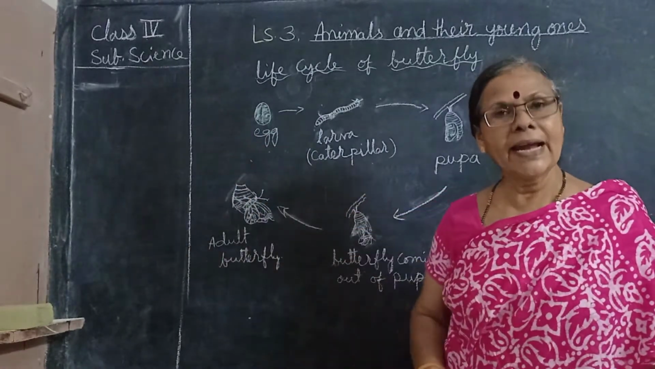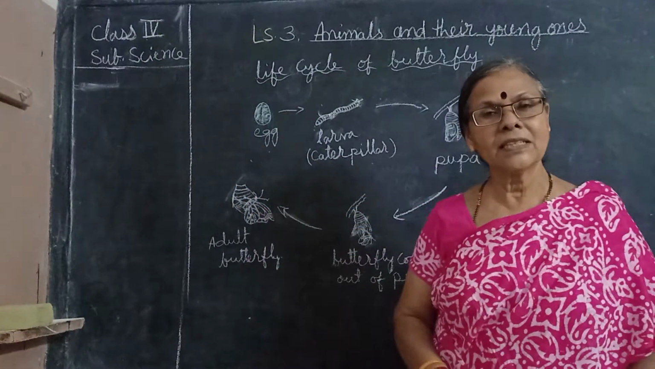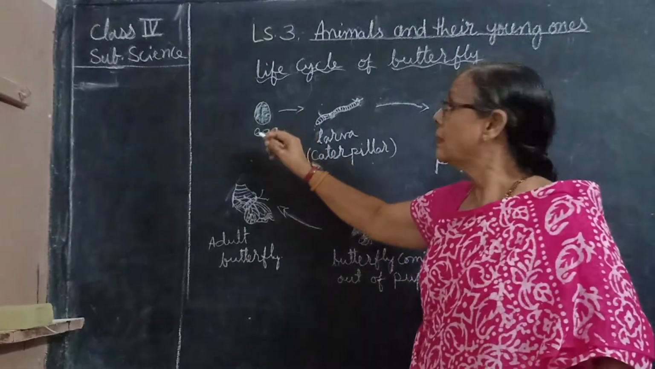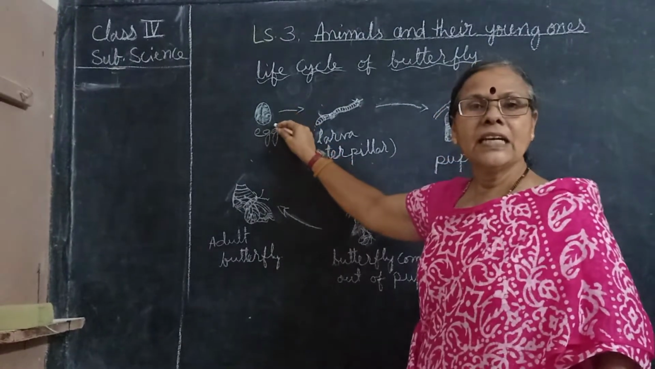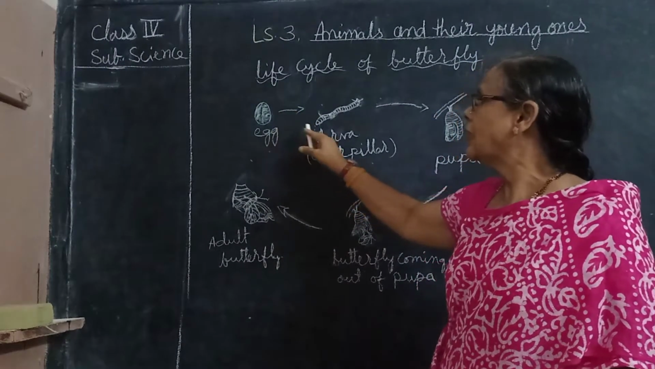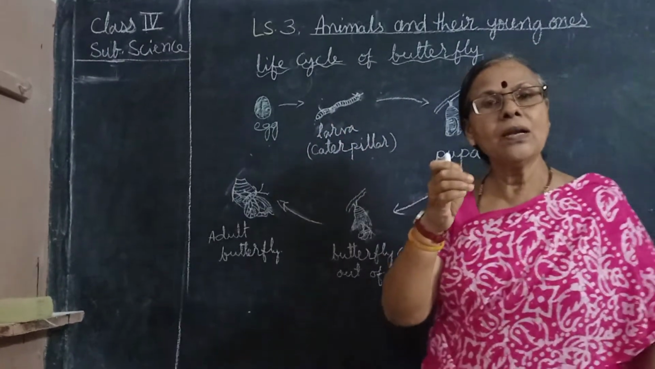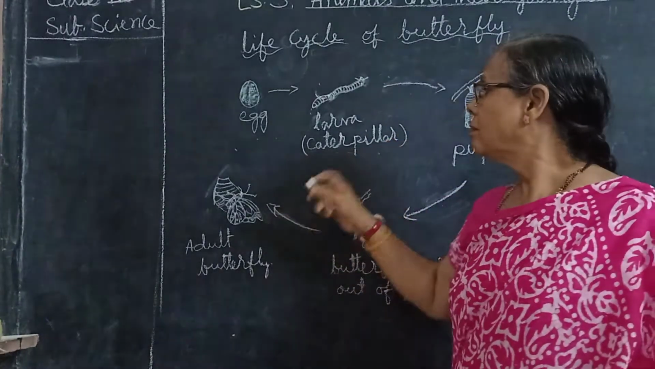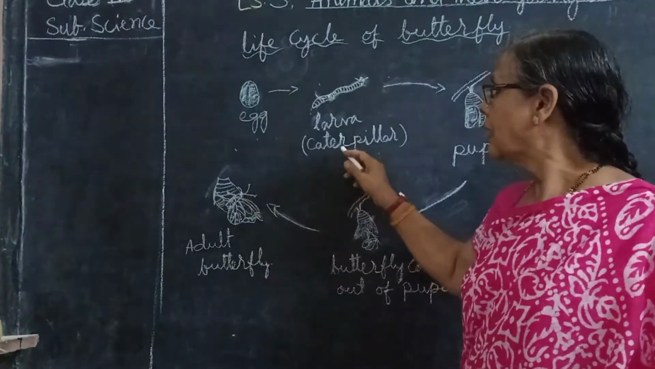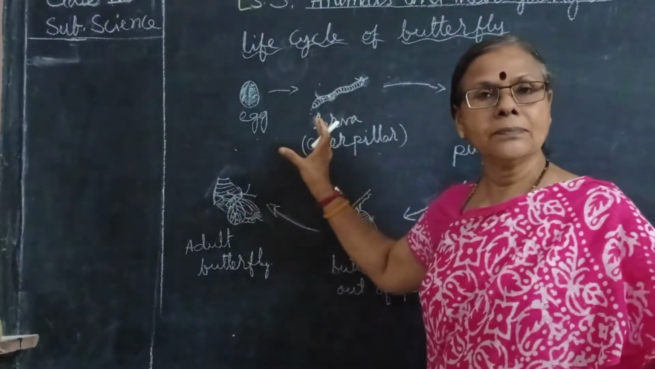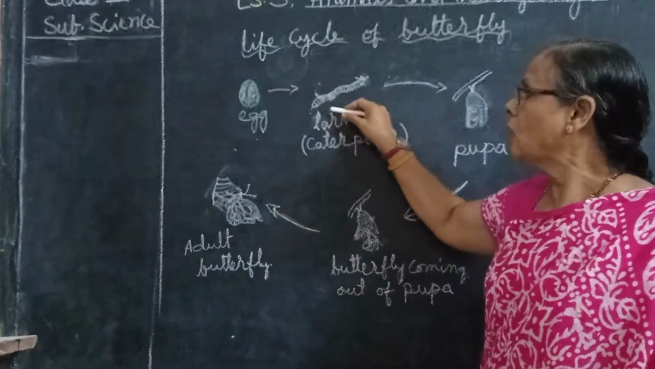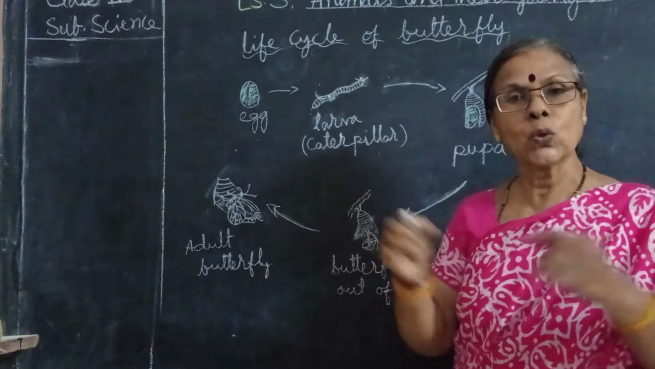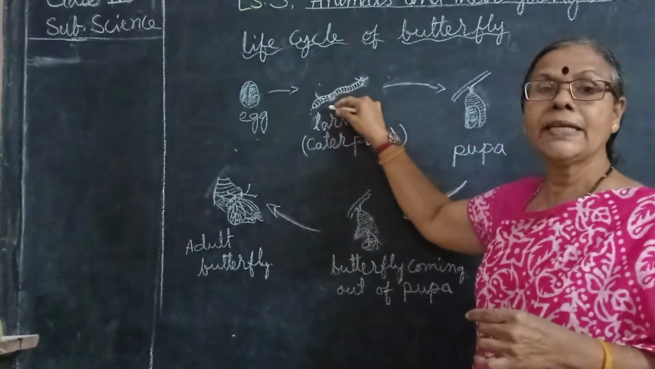First, they lay eggs in clusters on the underside of the leaves. Then the eggs hatch and small larvae come out. The larva is also called a caterpillar. They look like worms, and how does it develop? It eats all the leaves and slowly grows.